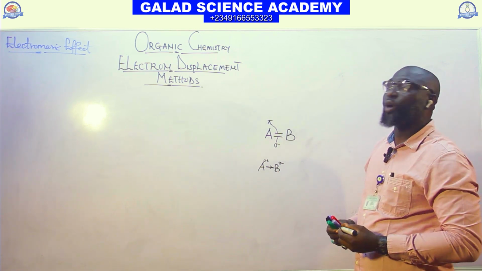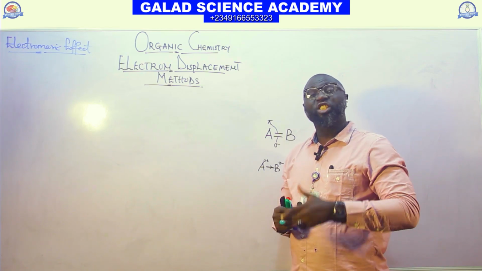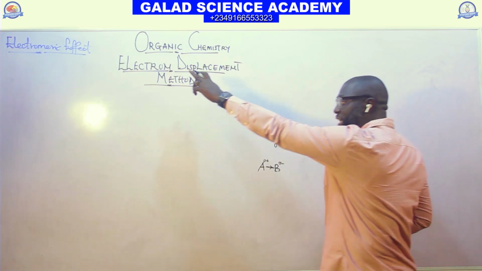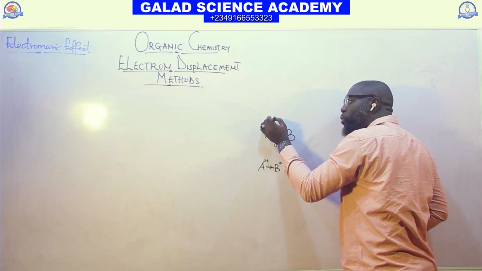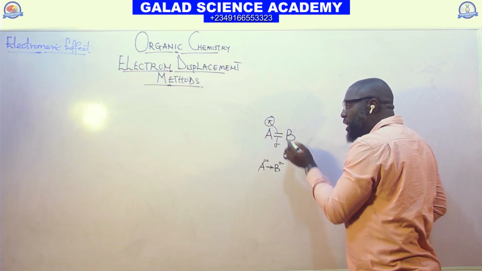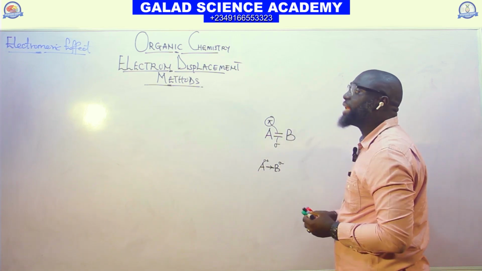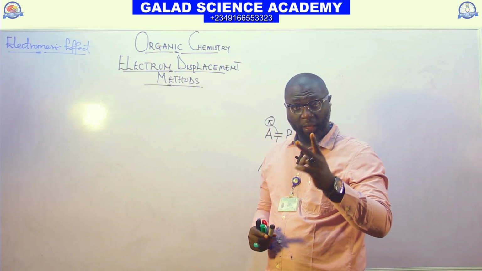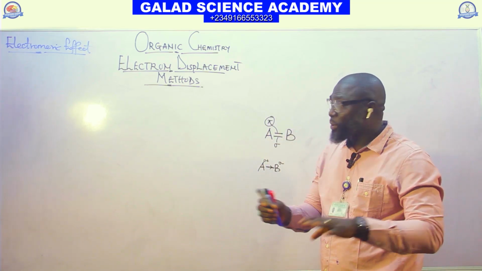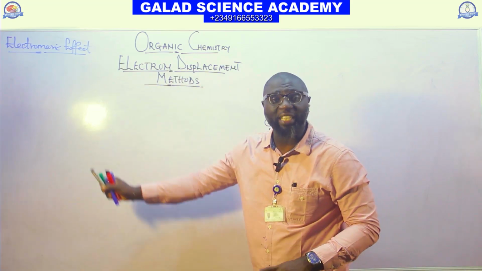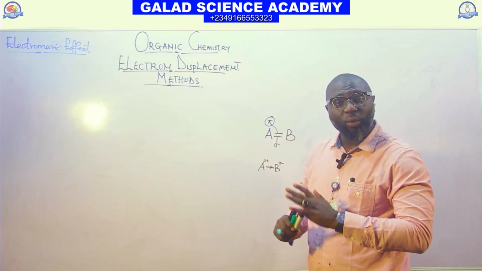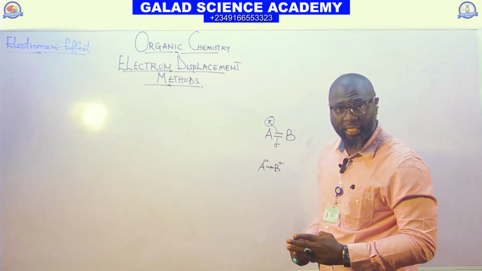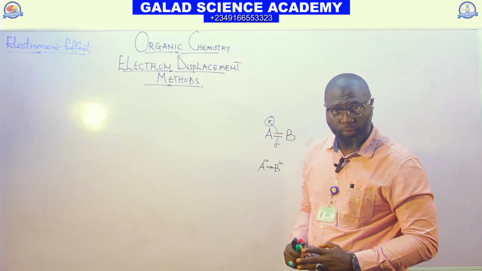But in the case of the electromeric effect, it just deals with the pi electron, this second bond. The electromeric effect takes place on a double bond, in multiple bonds. We can never have an electromeric effect in a single bond compound. We always have it in double bond compounds, like alkenes and the carbonyl group.